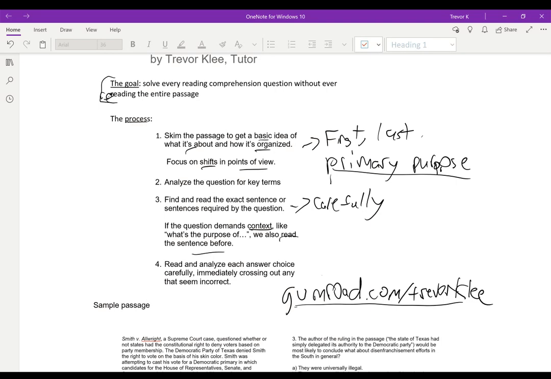Last up, we're going to go to our answer choices and we're going to pick the answer choice that corresponds to what we read in the passage. We're going to cross out any that seem incorrect, and we're going to pay particular attention to language here. So weak answers are better answers. If it says, this may be true, that's going to be a better answer than this is definitely true. Because this may be true is going to be more often correct than this is definitely true, right?